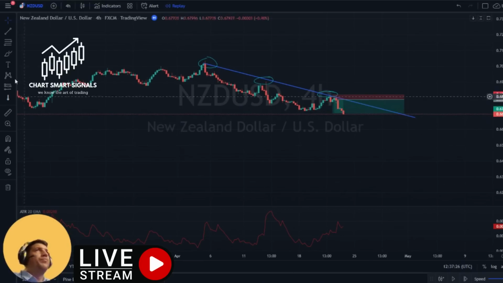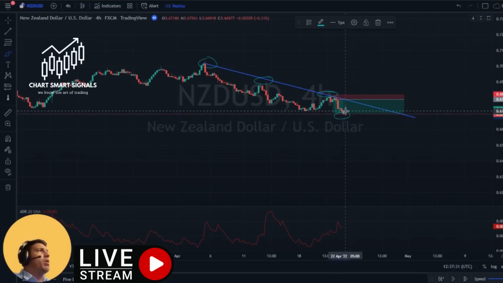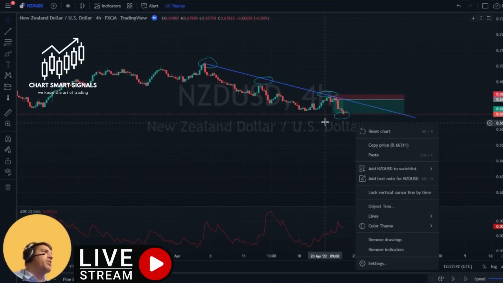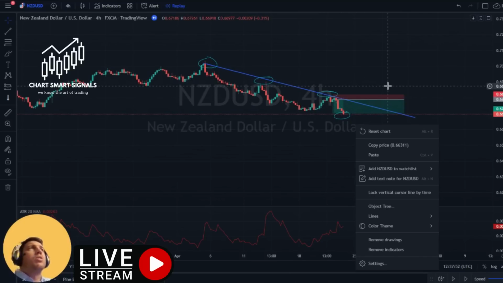Here we go. Right over here. It took our TP. That is an 88 pip win versus a 28.8 pip stop loss. Alright. This was over, where was it now? Approximately 1, 2, 3, 4, 7. About 28 hours. It took 28 hours to hit this TP.